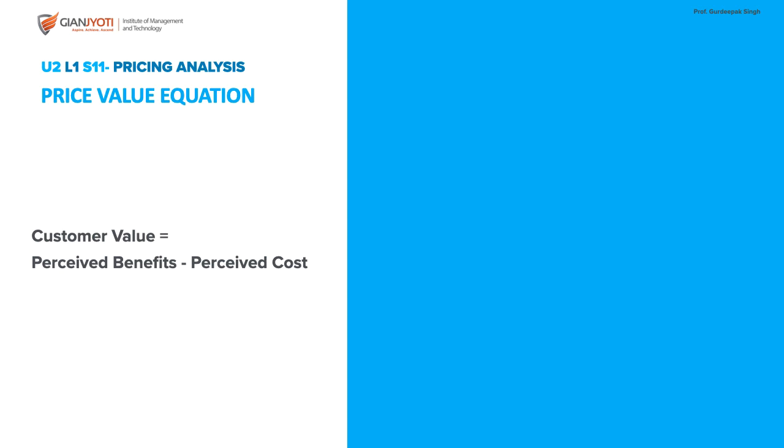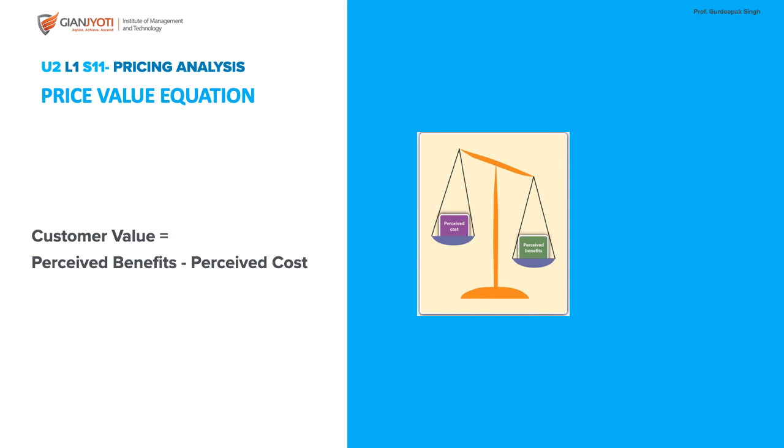So the equation is perceived benefits minus perceived cost. You need to quantify those perceived benefits and perceived cost. You had been quantifying the cost. If the perceived benefits are not more than the perceived cost, then there is no value the customer is seeing in that. And then the pricing that you are going to put will not be sustainable in the long run, and in the future, you cannot play with that price.